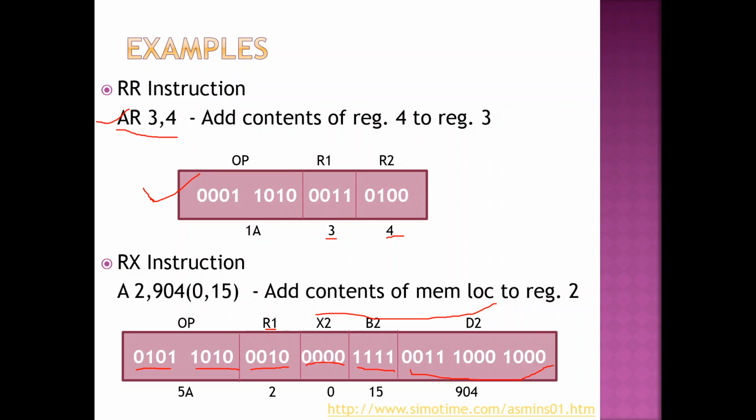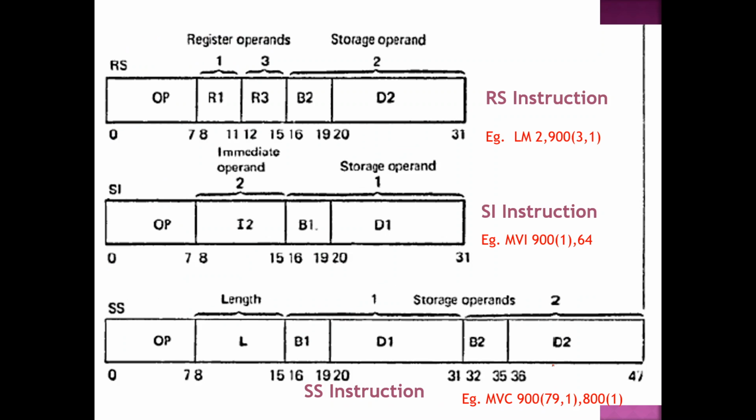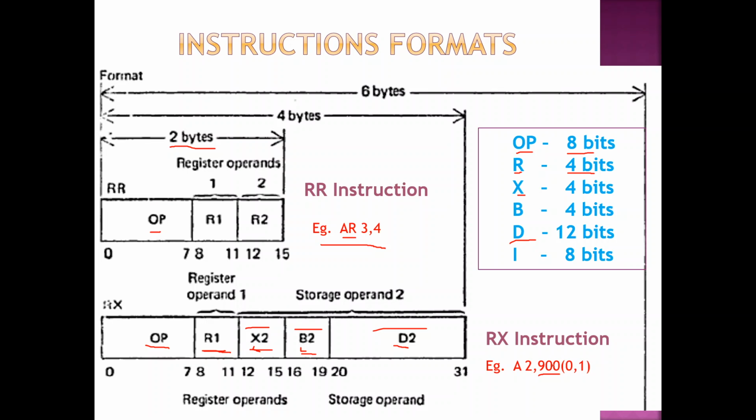We will only be seeing the formats, so it's understood that you have to convert it into these kinds of instructions, right? So what have we discussed so far? Let me summarize again. We have seen two types of instructions as of now. First type is the RR instruction, the second type is the RX instruction. The size of an RR instruction is 2 bytes. The size of an RX instruction is 4 bytes. So this is the format of RR and RX instructions. An example of an RR instruction is AR 3, 4. An example of an RX instruction is A 2, 900 of 0, 1. 900 or 904, I think we have taken 904 in our case. Anything is fine.